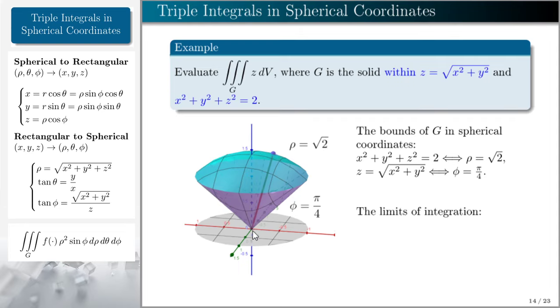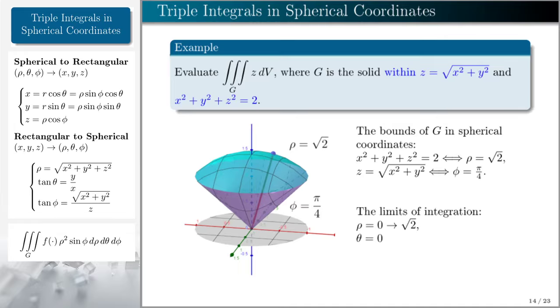You will see here that since the vertex is part of my surface, the first rho will be 0 because the origin is there. And it will exit when rho is equal to square root of 2. Wherever I draw a ray, it will always start at the origin and will end at the surface rho equals square root of 2.